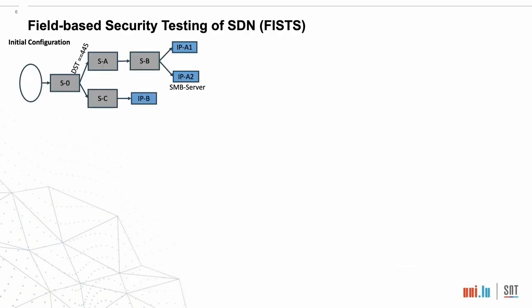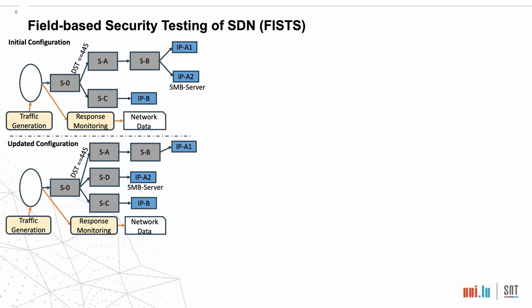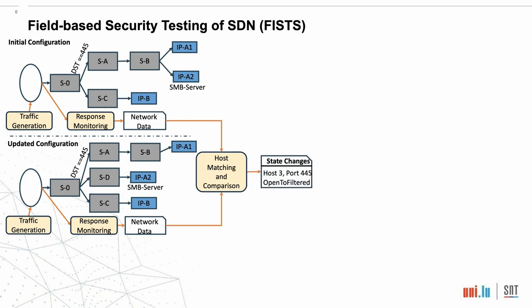For the FIST approach, imagine we have the same initial configuration as before. The traffic generation component sends packets over the network for information gathering, and responses are monitored. After the update in configuration, we perform the same type of information gathering on the updated network. The network data gathered in both scans is then processed by the host matching and comparison module, which identifies that port 445 on host 3 has changed from open to filtered.